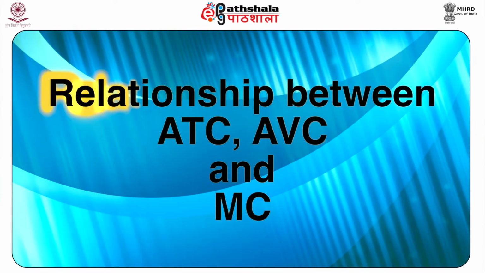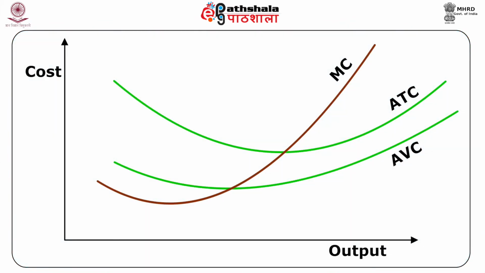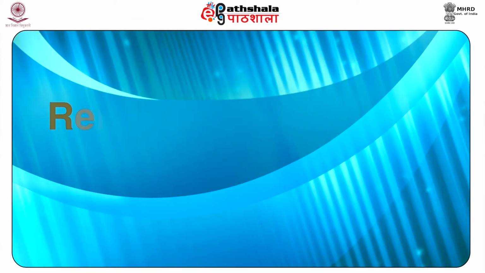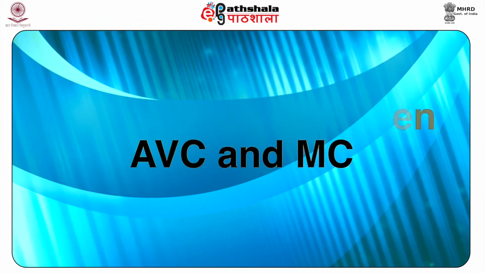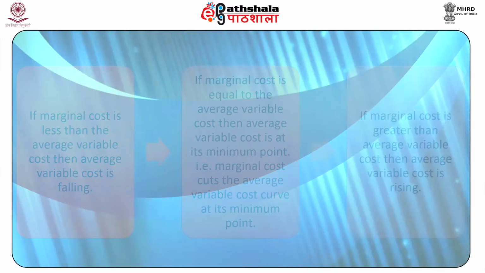Relationship between ATC, AVC and MC. Figure 6 shows the relation between AVC, ATC and MC. Relationship between AVC and MC. If marginal cost is less than the average variable cost, then average variable cost is falling. If marginal cost is equal to the average variable cost, then the average variable cost is at its minimum point, that is, marginal cost cuts the average variable cost curve at its minimum point. If marginal cost is greater than the average variable cost, then average variable cost is rising.